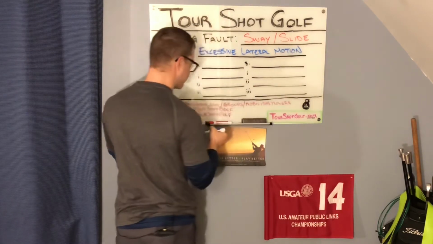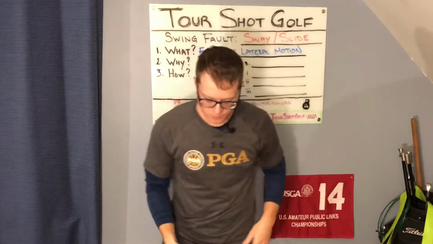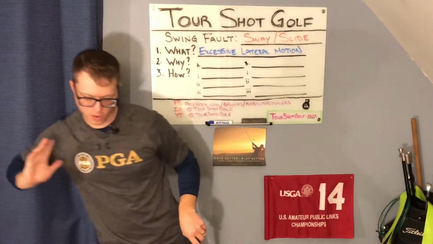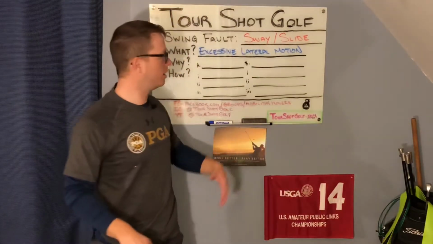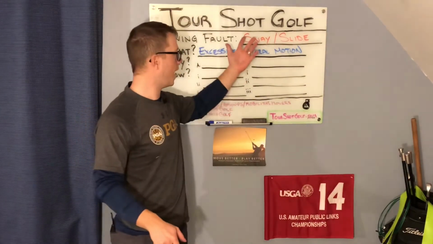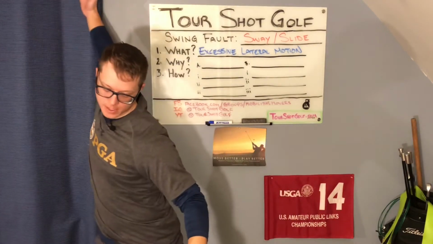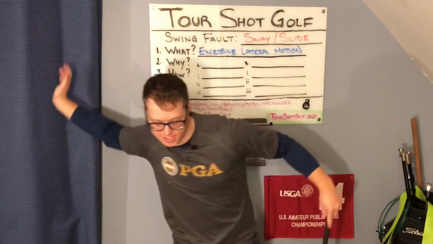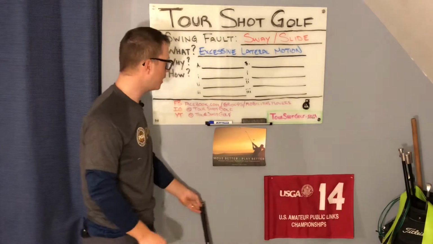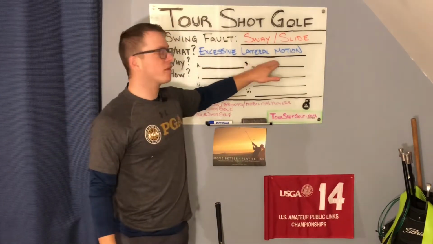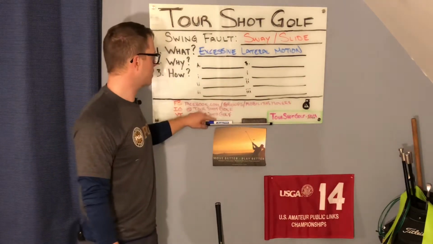Well, excessive lateral motion simply means that during the swing, you're either moving too far off of the ball or too far through the ball, depending on if it's a sway or a slide. Sway being excessive lateral motion off of the ball on the backswing, or slide is an excessive lateral motion through impact on the downswing. Now, they might be very similar in nature, but there's one key difference that we're going to distinguish as we get going.